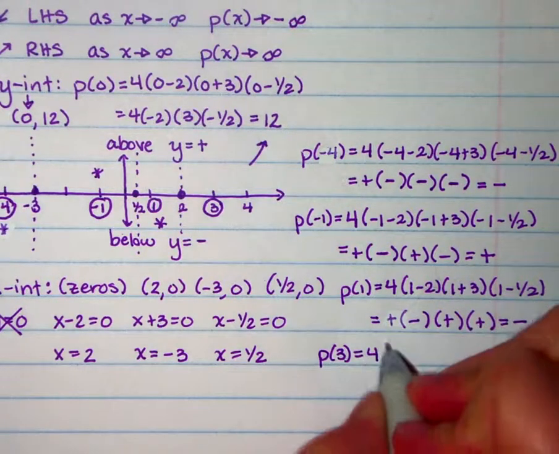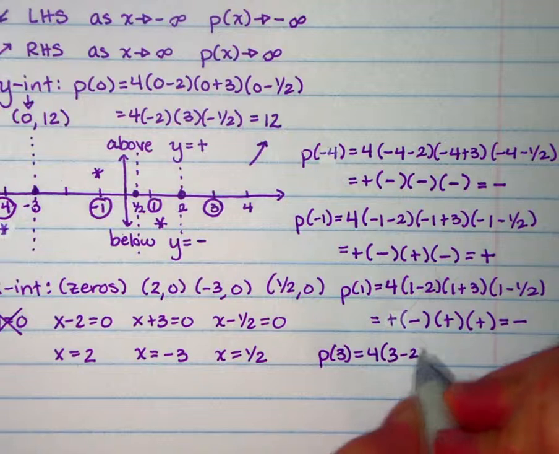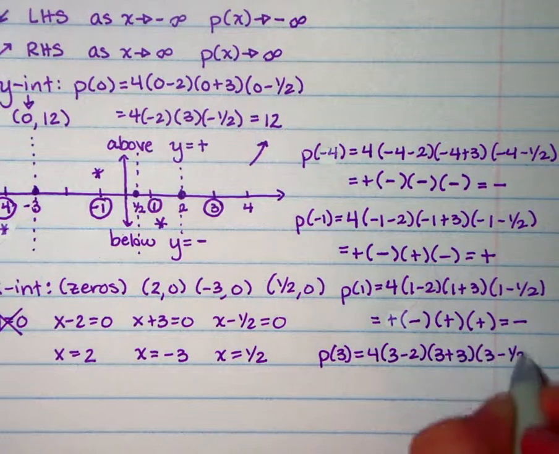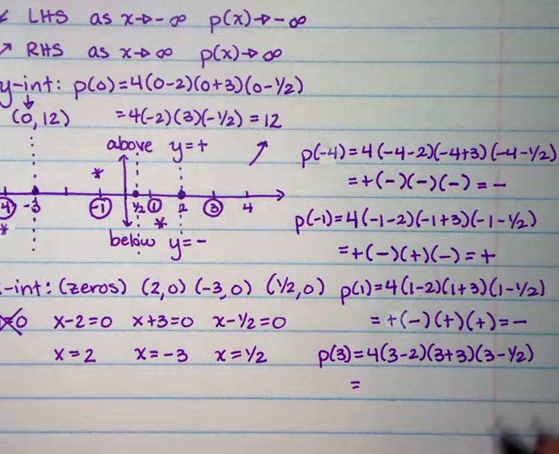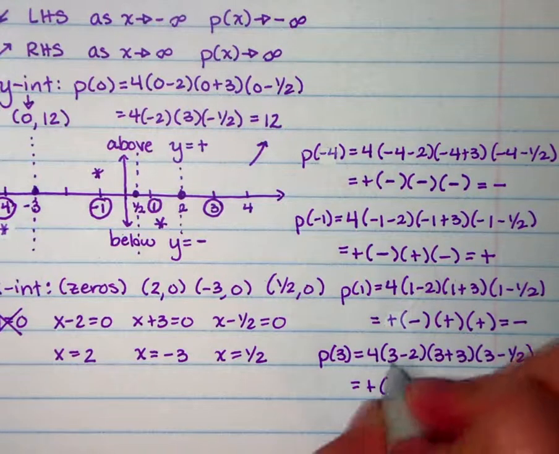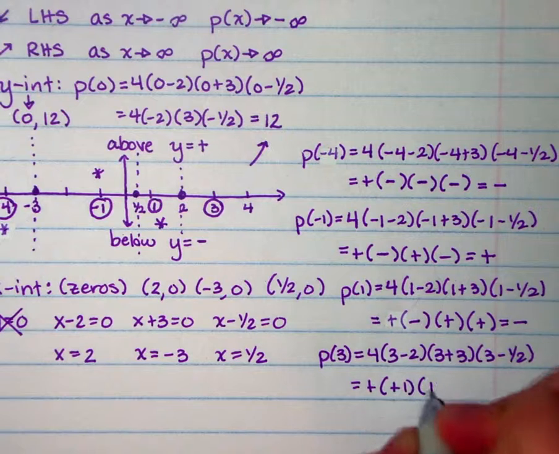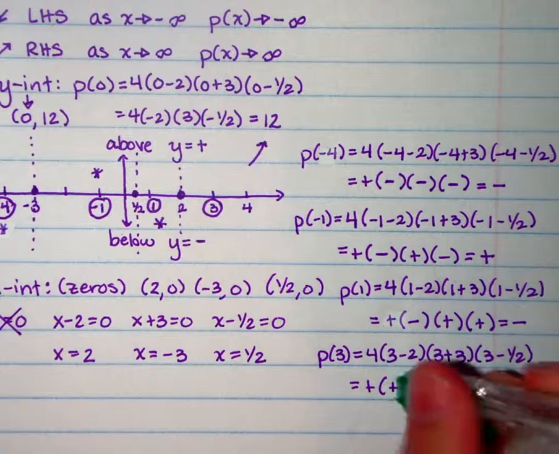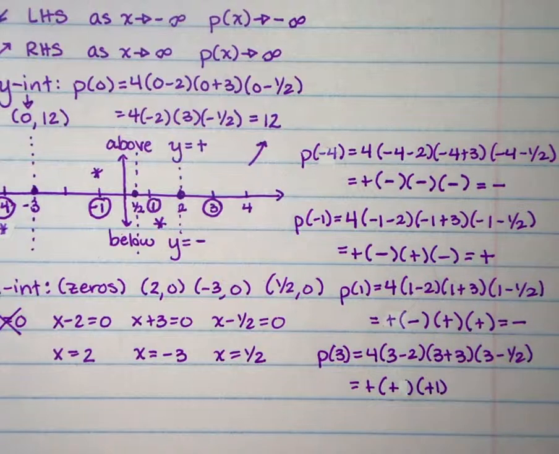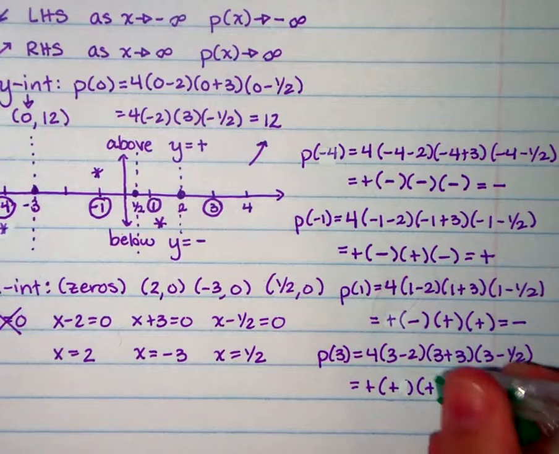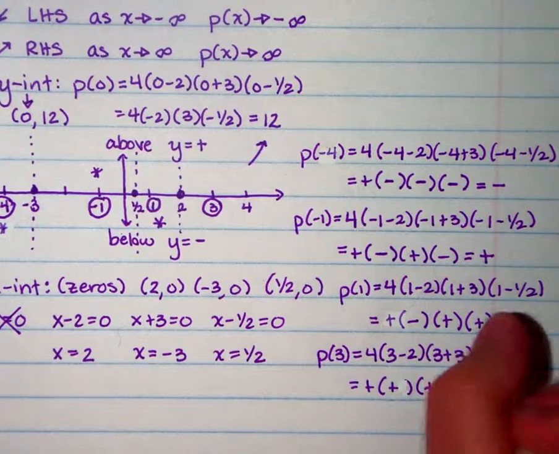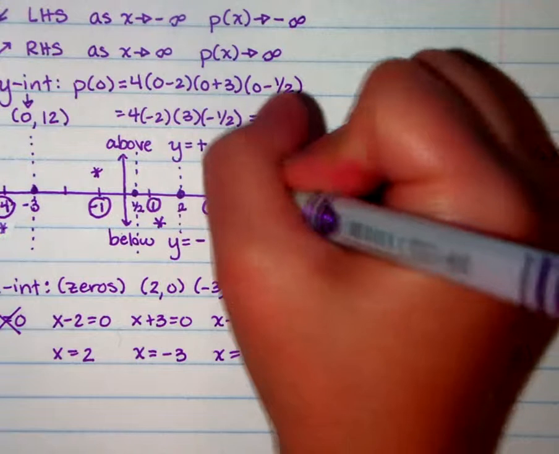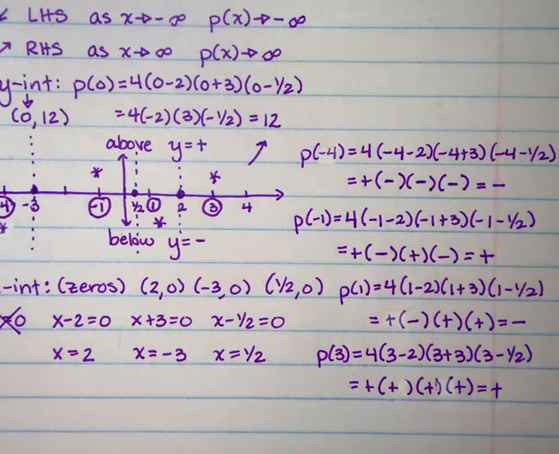But again, 4 times 3 minus 2 times 3 plus 3 times 3 minus 1/2. Now again, the value is positive. All of these look like they're going to be positive values. They're all positives, which is a good thing, because I'm pretty sure I needed to be up here in that zone based off of end behavior.